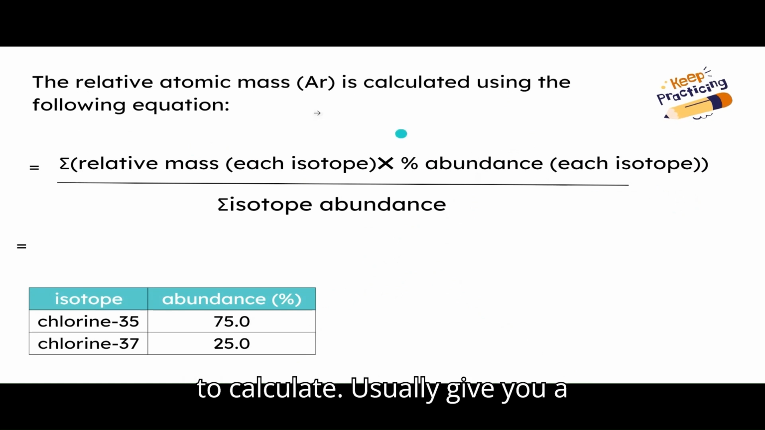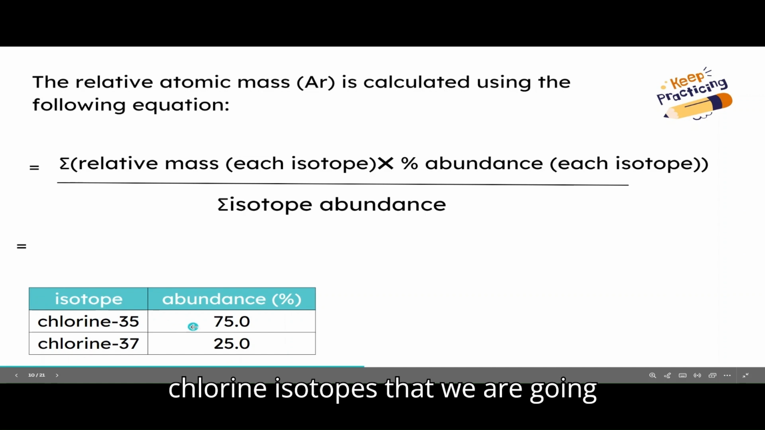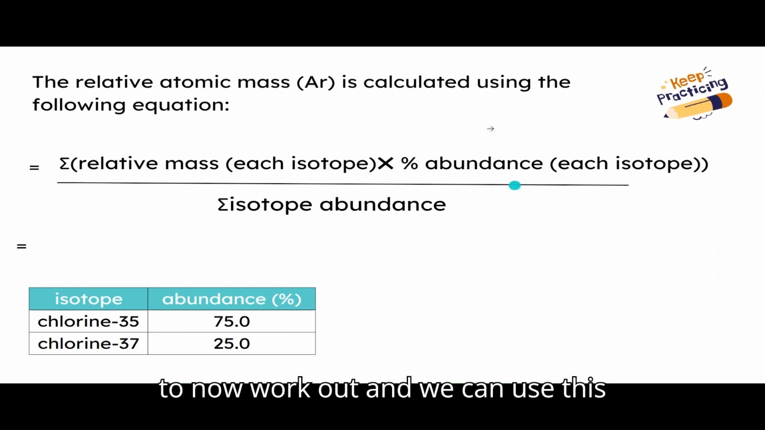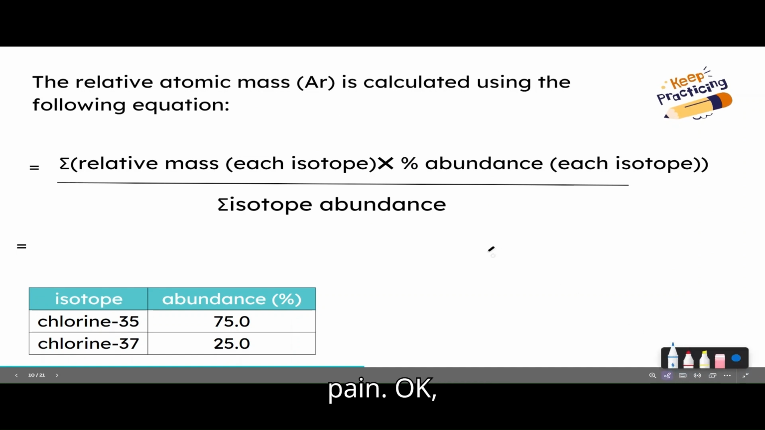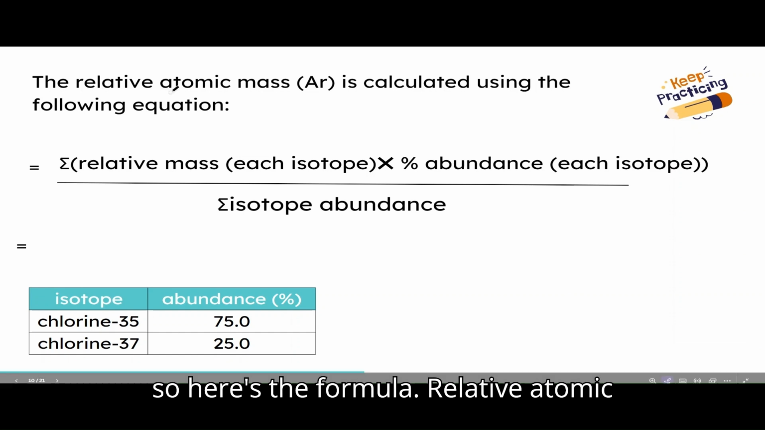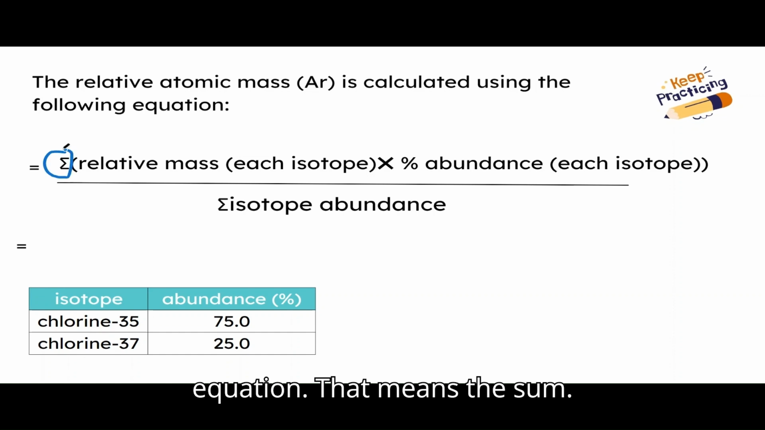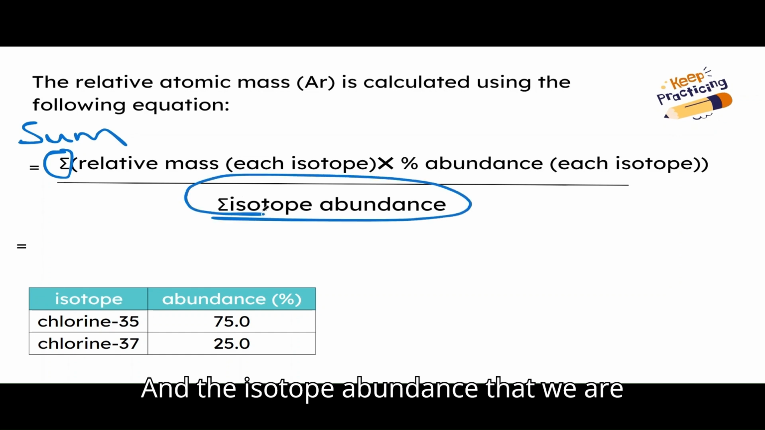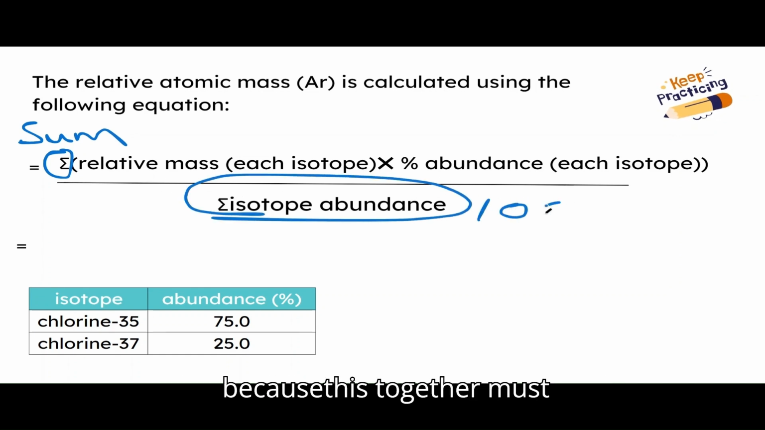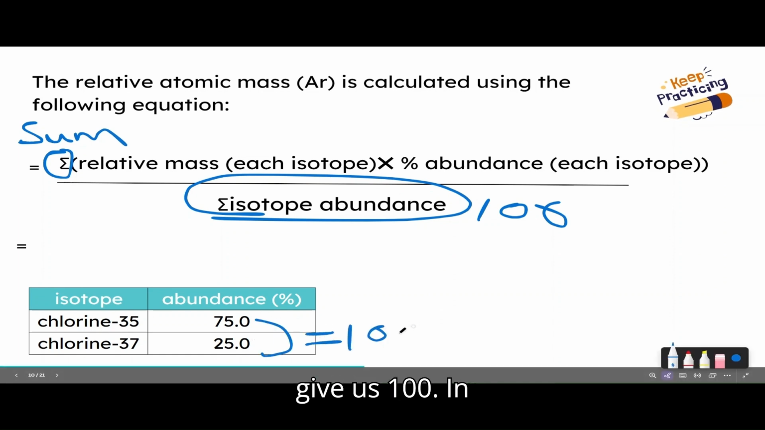Now we are going to calculate. They usually give you a table like this. There are two different chlorine isotopes that we are going to work out, and we can use this formula. Relative atomic mass, Ar, is calculated using the following equation. That means the sum, and the isotope abundance that we are going to divide by will always be 100, because this together must give us 100 in percentage.